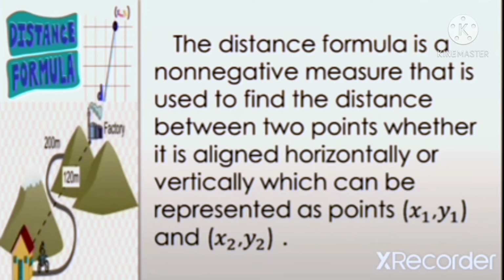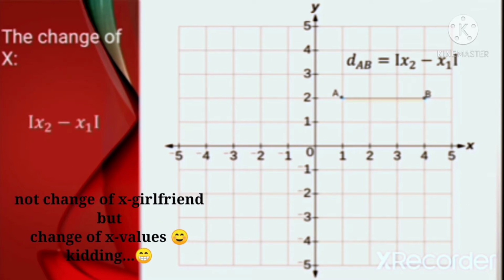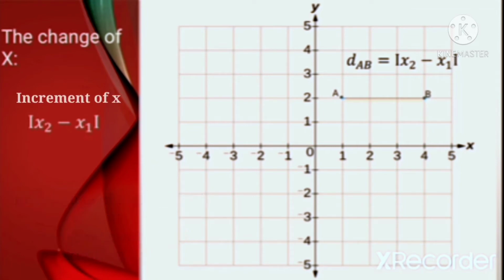The distance formula is a non-negative measure that is used to find the distance between 2 points, whether aligned horizontally or vertically, which can be represented as points x sub 1, y sub 1, and x sub 2, y sub 2. To get the horizontal distance, we use the absolute value of x sub 2 minus x sub 1, which is the change of x, or the increment of x.